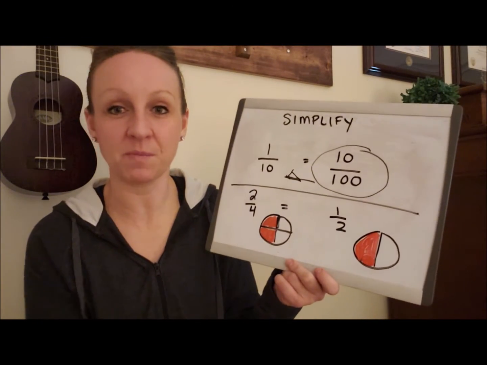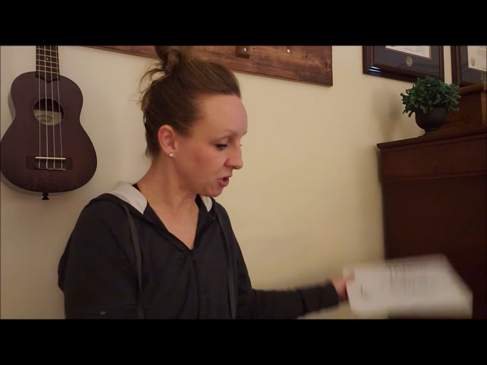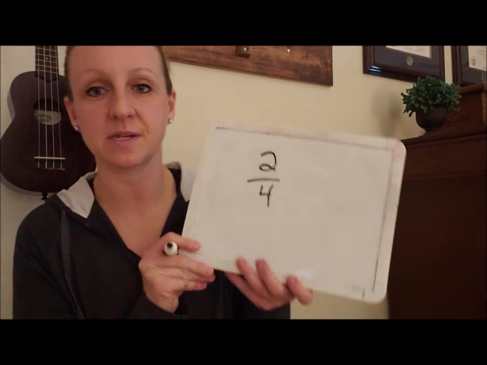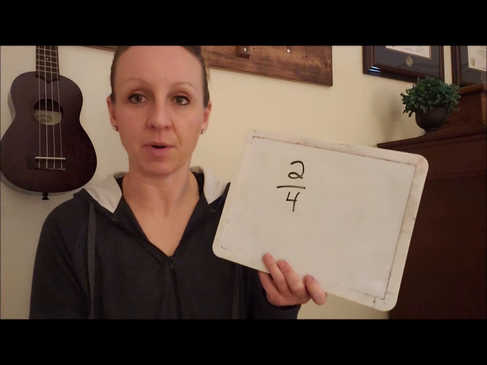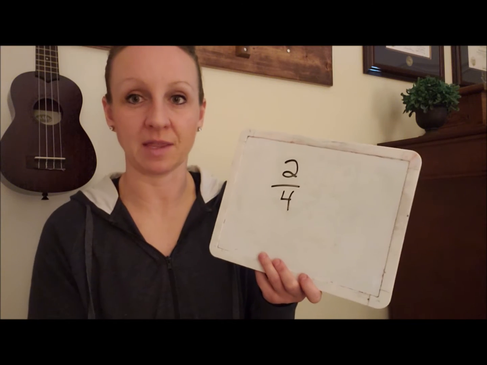But the whole goal of simplifying is to make it smaller. So let me show you how we do this without getting into greatest common factor or lowest common multiple. We're not there yet. So let's just start off nice and simple. How do I do this? My goal is I'm trying to find a number that can go into the top and the bottom.